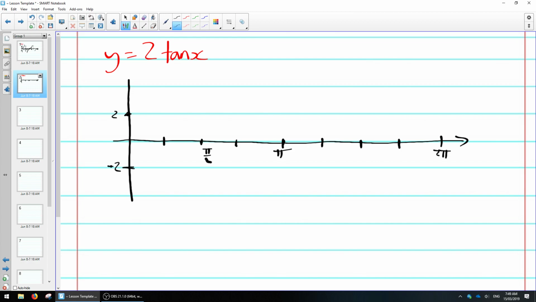Well, what happens at 0? What happens at pi over 2? Asymptote. What happens at pi? Yeah, 0. What happens at 3 pi over 2? Asymptote. What happens at 2 pi? Yep. And then what I'm going to suggest you do with tan graphs, just so you get the shapes inside of it, what happens at pi over 4? 2. What happens at 3 pi over 4? Negative 2. What happens at 5 pi over 4? 2. What happens at 7 pi over 4? Negative 2.